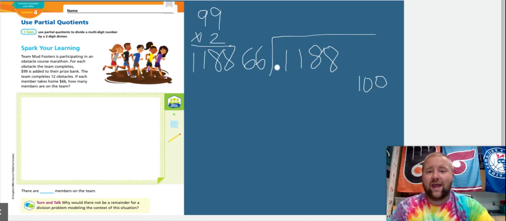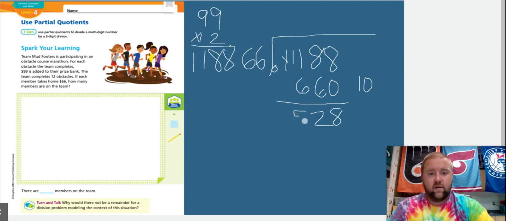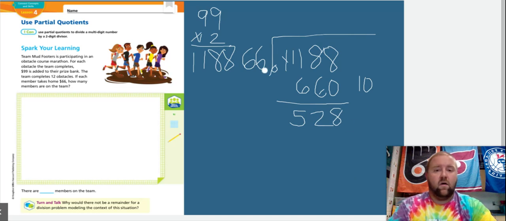Now I can't subtract that from this, right? So that's definitely not what I'm going to do. But I could do 10. So what is 66 times 10? Well, let's see. 66 times 10 is 660. So when I subtract this 660 from this problem, I get an 8, I get a 2, I get a 5. Okay, so now can I do another 10?